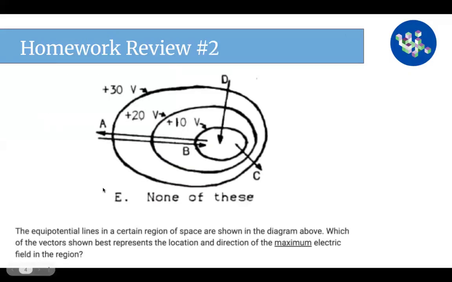All right. The equipotential lines in a certain region of space are shown in the diagram above. Which of the vectors shown best represents the location and direction of the maximum electric field in the region? Okay, so we're given the potentials. Equipotential lines mean that along, for example, this line over here, all points on that line have a potential of 30 volts. And on this line, 20 volts, and then on this line, it will be 10 volts.